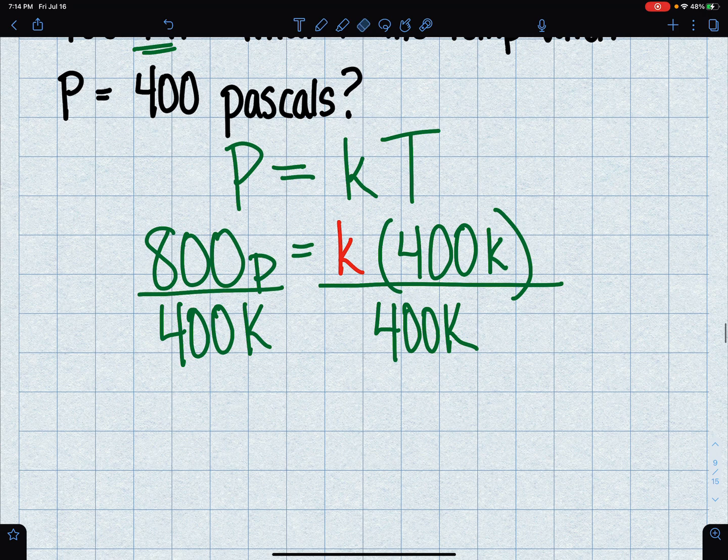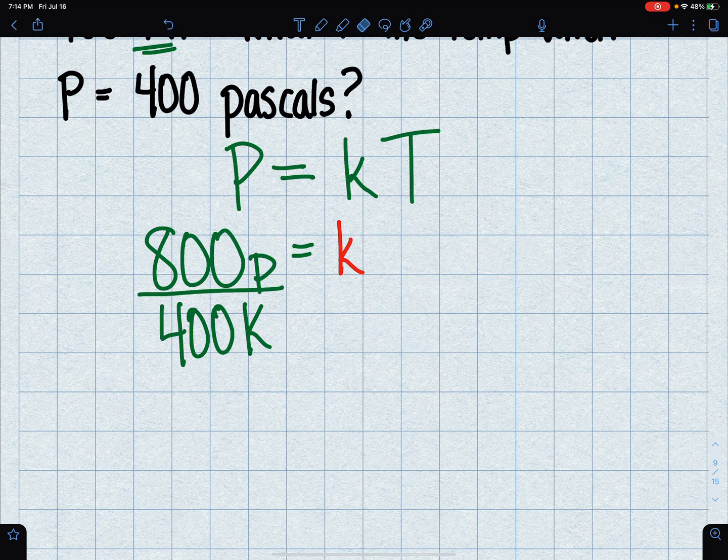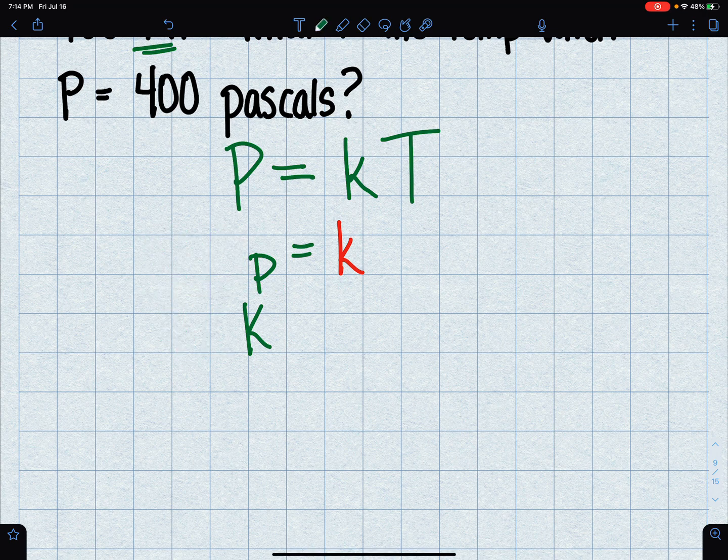And then we see that this cancels out. K is equal to 800 over 400, which is 2 pascals per unit of Kelvin. Okay, so now we plug this new information, K, into that original equation.